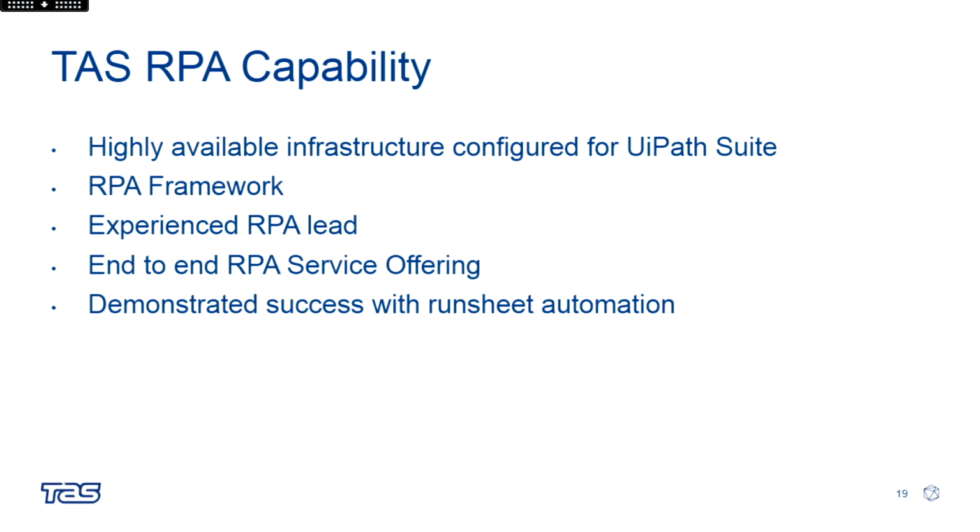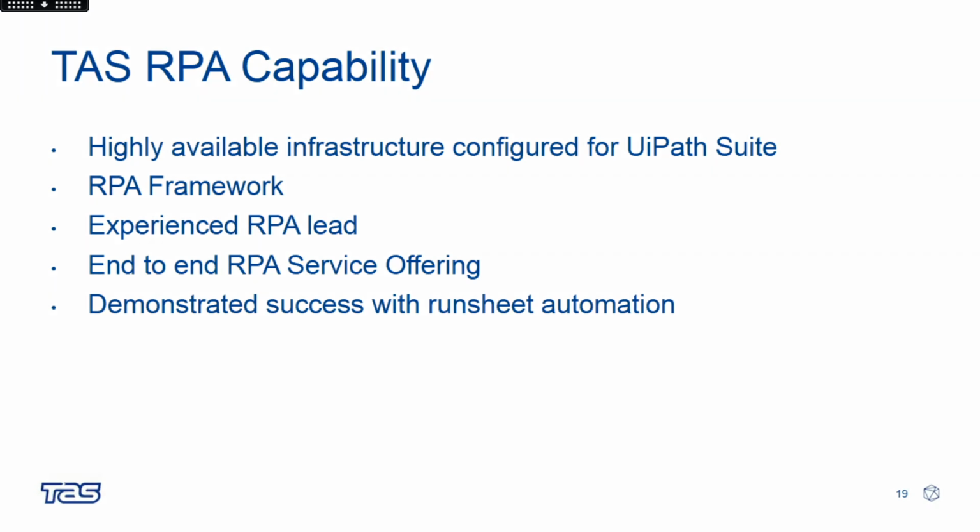So what does TAS have in place now? Just to give you an idea of what we can offer you straight away. We have highly available infrastructure that has been put in place, and that infrastructure is dedicated to the UiPath suite. Because it's highly available, in a highly unlikely scenario we're able to fail over to a totally separate data center through our disaster recovery or business continuity processes.